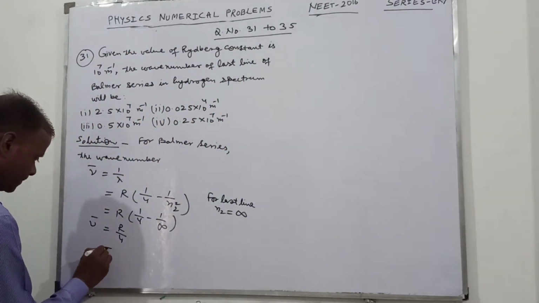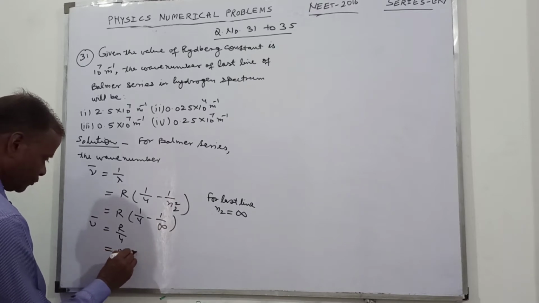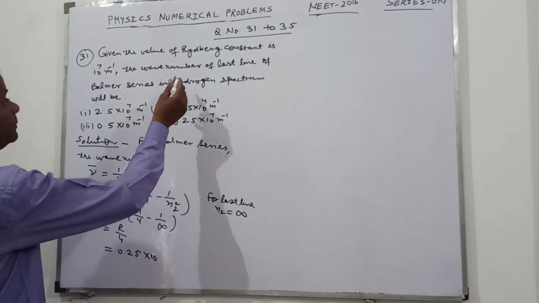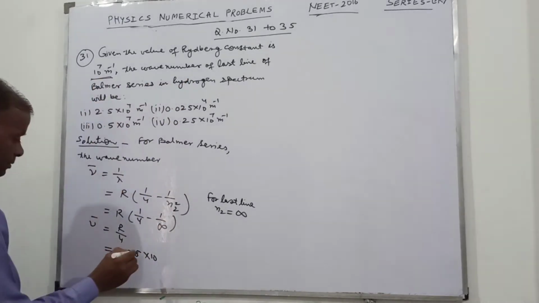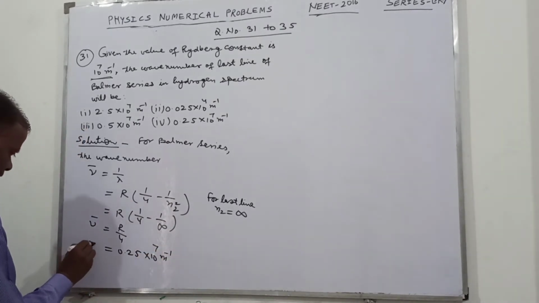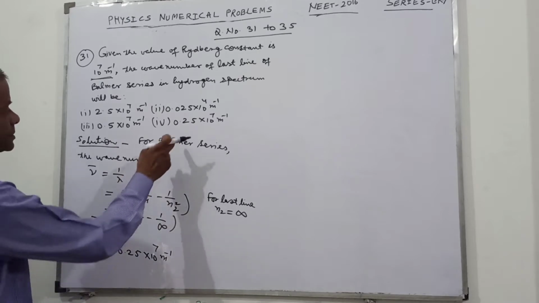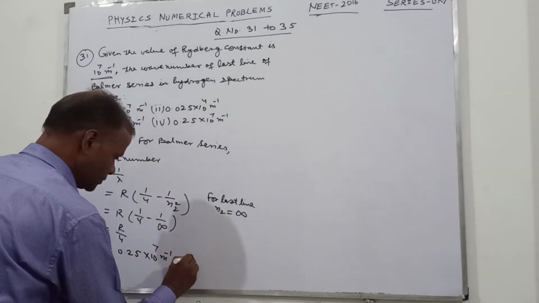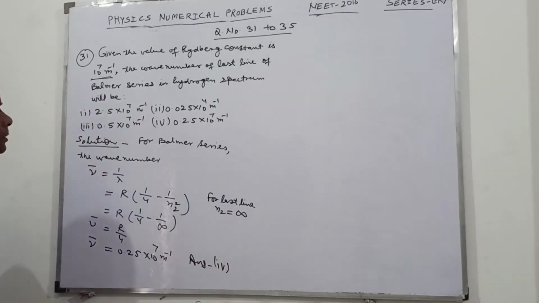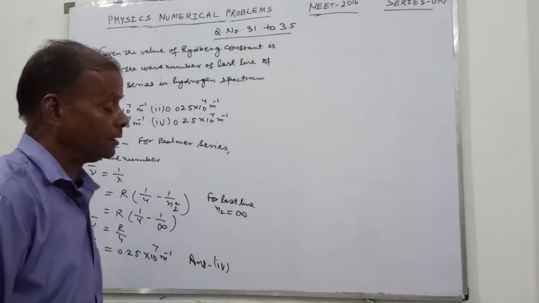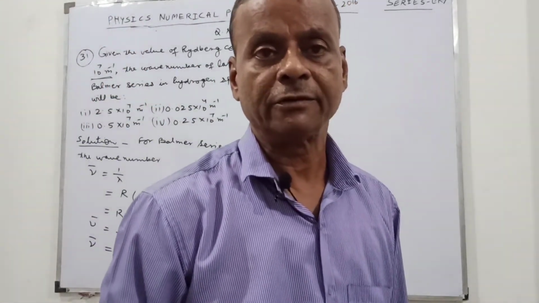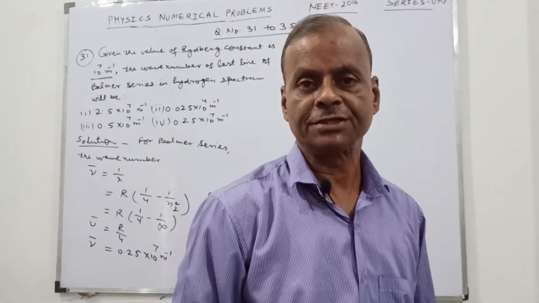So this is 0.25 into the value of R. The value of R is given to be 10 raised to the power 7 meter minus 1. This is the value of nu bar. So our right answer is the fourth one. Answer fourth. So this is the wave number of the last line of the Balmer series in the hydrogen spectrum.